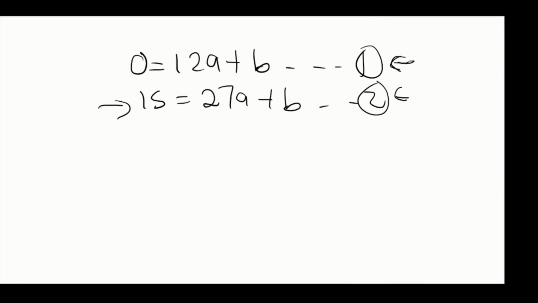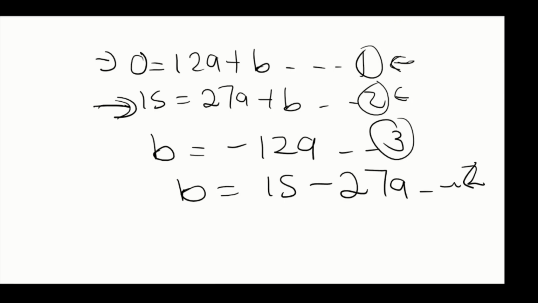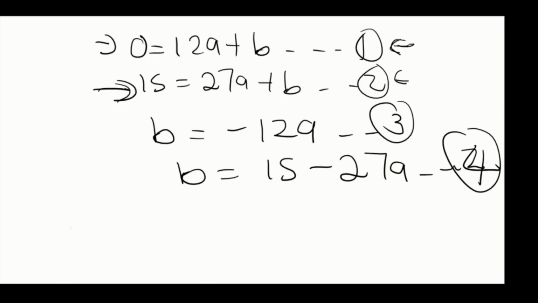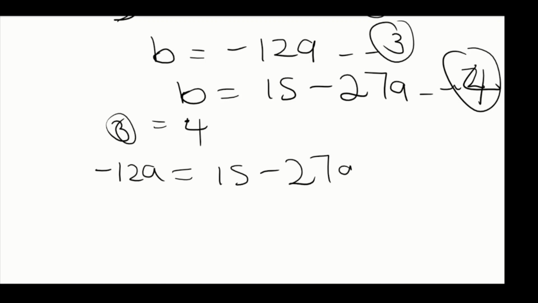So to equate our equations, starting with equation 1, we're going to say b is equal to minus 12a. We can say this is equation 3. And this one here, we can say b is equal to 15 minus 27a, which is equation 4. So we can simply say equation 3 equals equation 4. Equation 3, which is minus 12a, equals equation 4, which is 15 minus 27a.